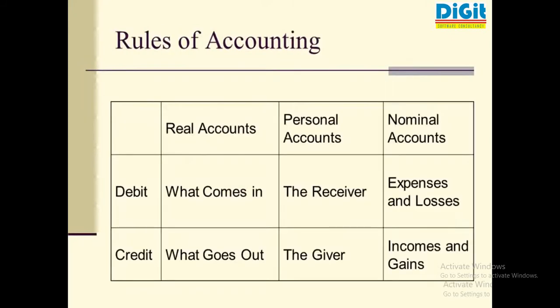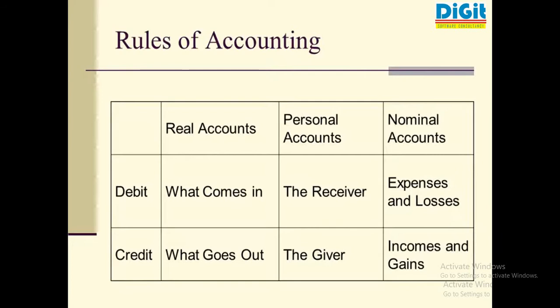That means we can only find it by applying these rules of accounting. And when we go to learn these rules of accounting, we need to know these 3 types of accounts: real account, personal account, and nominal account. Why are we learning this, the real, personal, and nominal account? Because we need to learn this rule first. Without knowing the rule, we will never be able to find the debit and credit of any account.